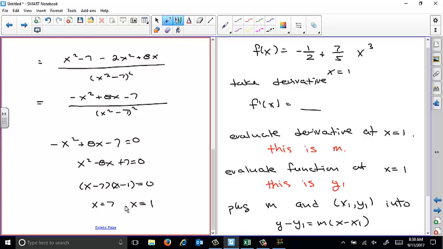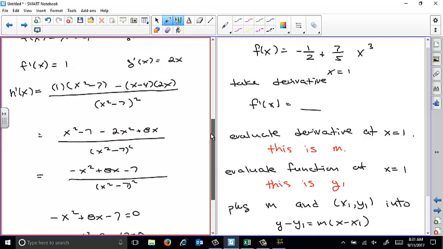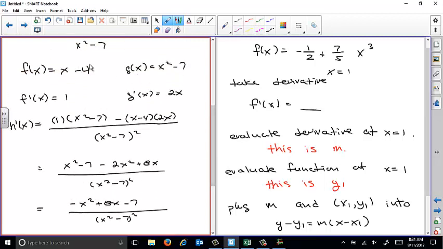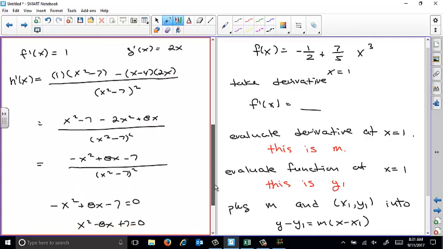Take the derivative of the numerator and the denominator, plug it into the quotient rule equation. So here's the functions: numerator, denominator, derivative, derivative. Plug that into the quotient rule. Multiply everything out. Combine like terms.